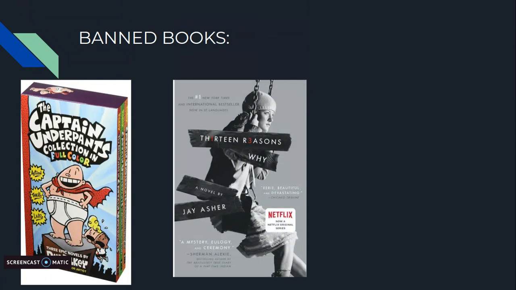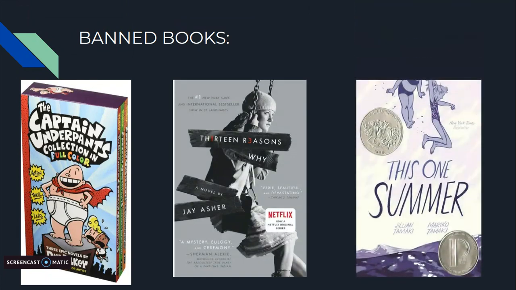13 Reasons Why is another book that has been banned. It's a story about bullying and teen suicide. This book was banned, challenged, and restricted for addressing teen suicide and rape. This next book, This One Summer, was banned and challenged for profanity, sexual references, and some explicit illustrations.